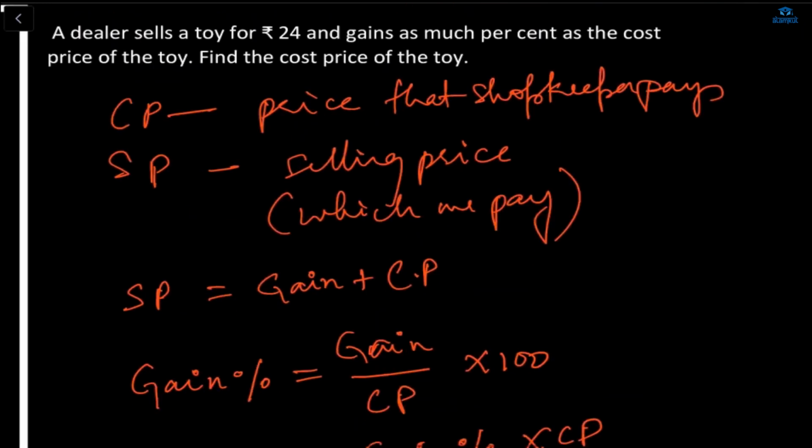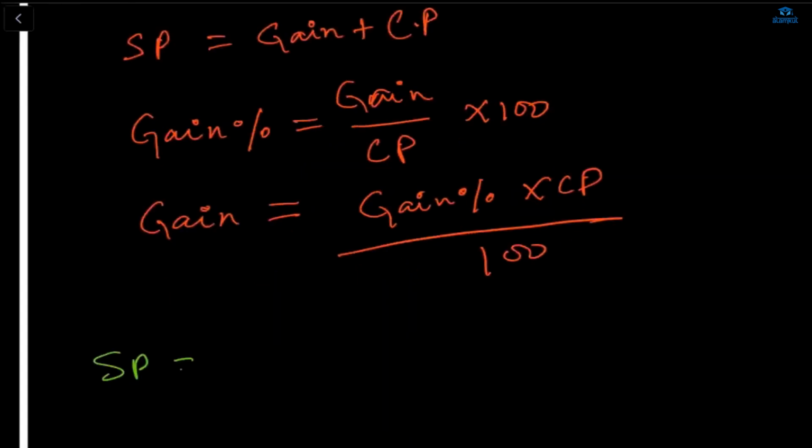अब देखो, a dealer sells a toy for ₹24. एक डीलर जो है वो सेल कर रहा है टॉय ₹24 का एंड गेन एज मच परसेंट एज द कॉस्ट प्राइस ऑफ द टॉय. नाउ यहाँ पे कॉस्ट प्राइस आपको गिवन नहीं है. ओके, कॉस्ट प्राइस इज नॉट गिवन. यहाँ देखो, डीलर सेल्स अ टॉय, यहाँ पे आपका जो है ये जो है ना 24.